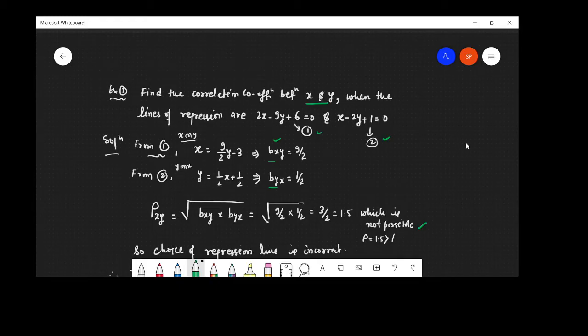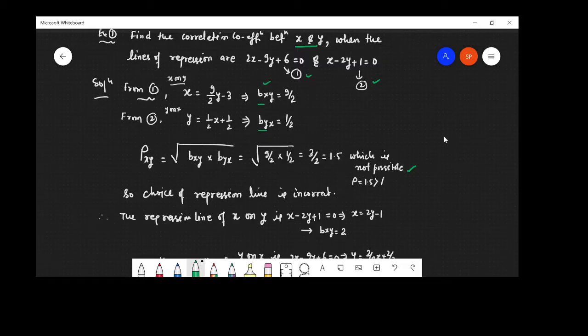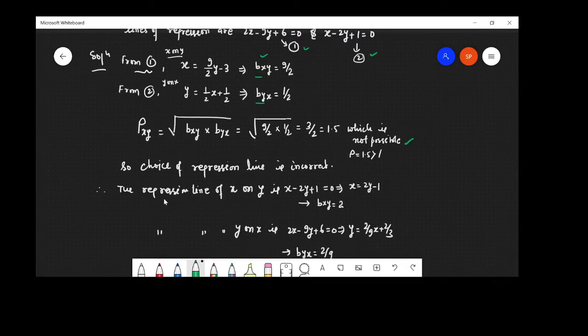So in the next assumption, the regression line of x on y is equation number 2. Here equation number 2 is x minus 2y plus 1 equal to 0. Then we write x equal to 2y minus 1. Then what is the regression coefficient? Here bxy is equal to 2.